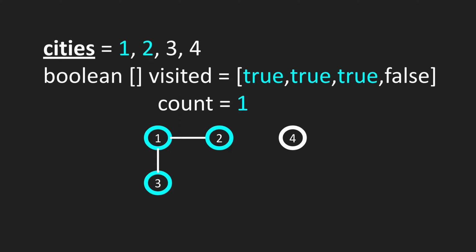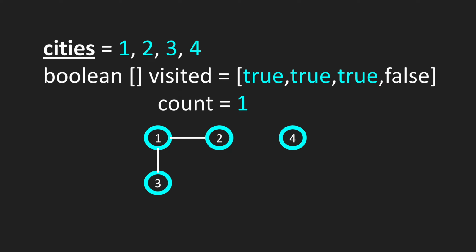We are not increasing the count of our province, because the city is already in another province that we have visited earlier, in this case the first province. So again, the same way, 3 is already set as true in our visited array, so it means that we have also visited this city. It's in the province that we have visited earlier.